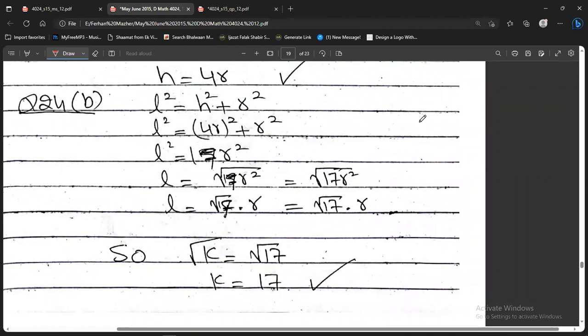So it will be L square is equals to 4r, h square is 4r square plus r square. So the L square will be 16 r square plus r square. I applied the Pythagoras here. That's 17 r square. So take square root on both the sides. So L will be equals to the square root of the 17 r square. So it will be square root of 17 into the r. So that k is basically 17.